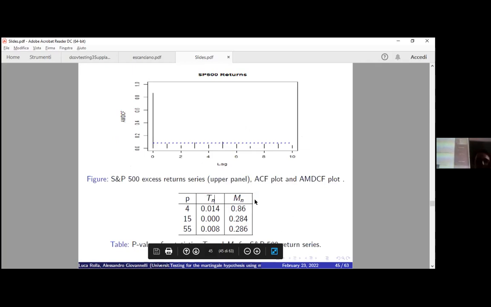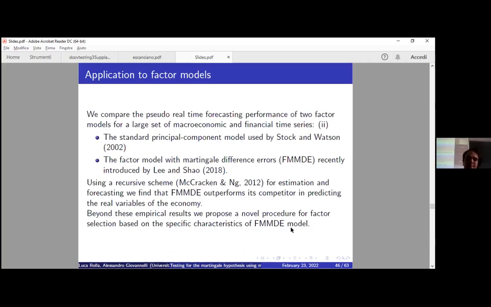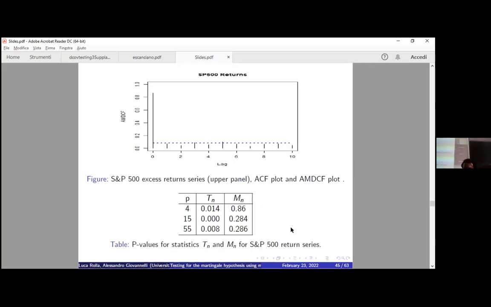The Fokianos test rejects the null hypothesis of independence. We can say that we cannot say that the series are a martingale difference sequence. Okay, and that's it. Well, I have my question.